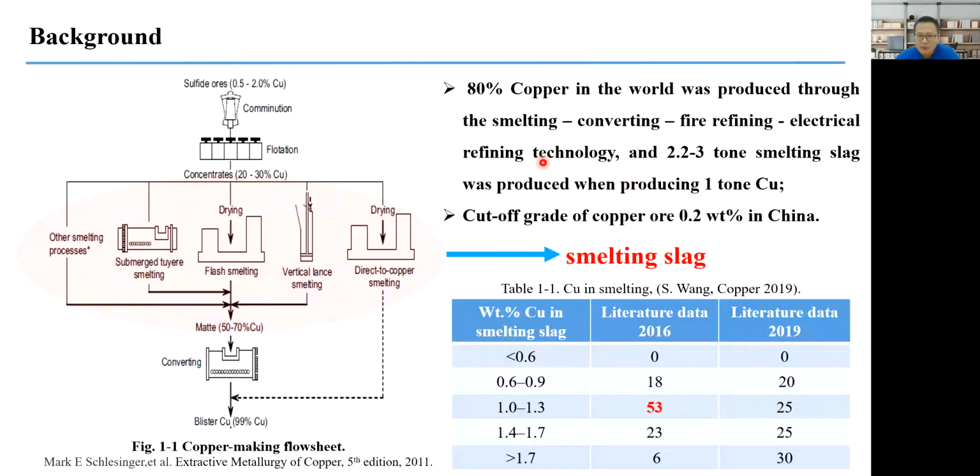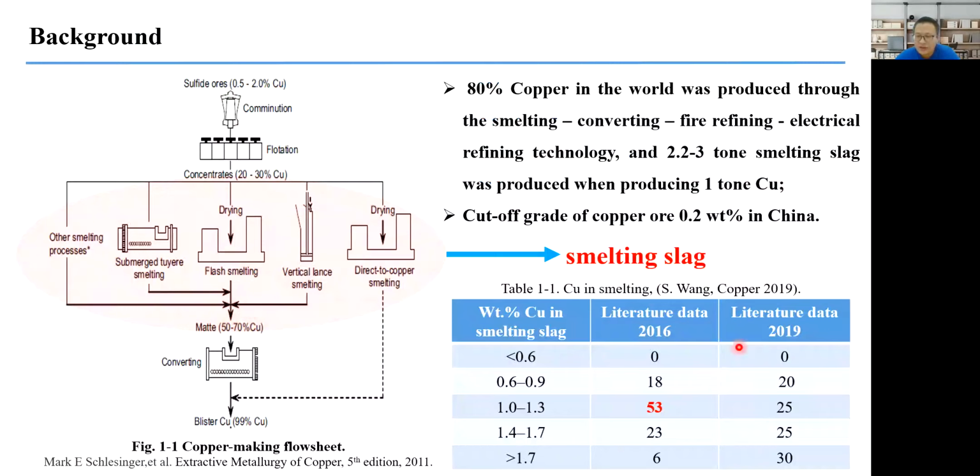And when we are producing primary copper, for 1 ton of primary copper we are producing 2.2 to 3 tons of smelting slag. And you know we are producing around 20 million tons of copper per year now. So if you do the calculation, there are around 30 to 50 million tons of smelting slag. So this is where we are doing. So this is the matte, which has enriched almost all the copper, but some of it is lost here.